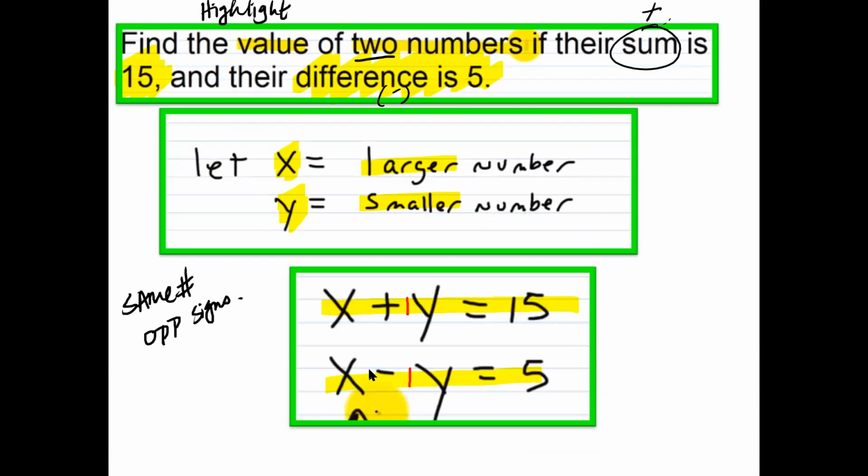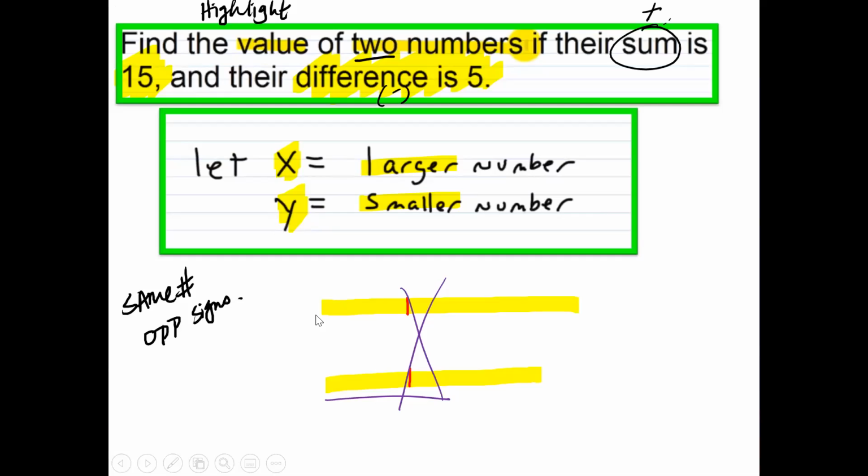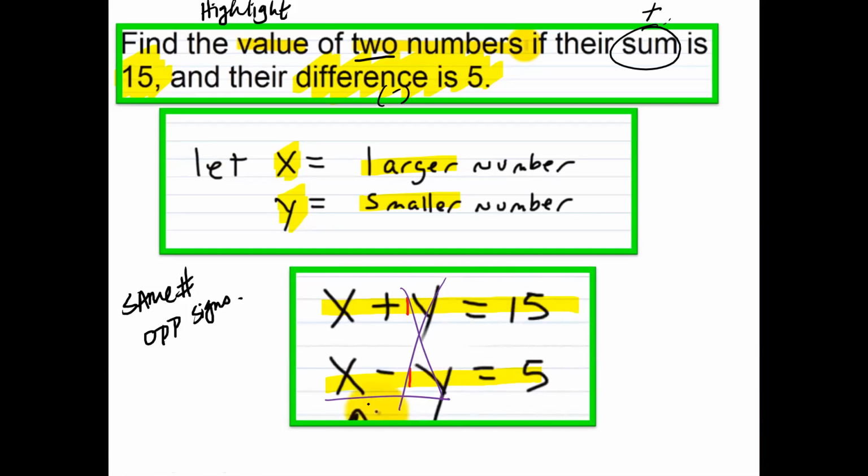Once you get to this point, we can go ahead and use substitution or elimination. I think because it's set up with one positive, one negative, let's just use elimination because it'll be easier. Then what's going to happen is let's just go ahead and add them together. So x plus x equals 2x equals 15 plus 5, which is 20. When you divide by 2 on both sides, x equals 10. You got your first answer.